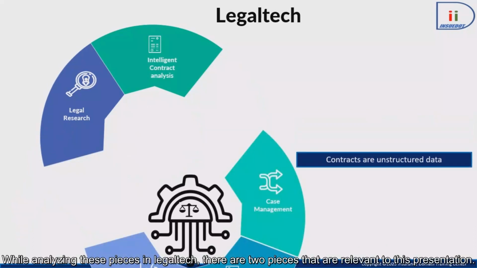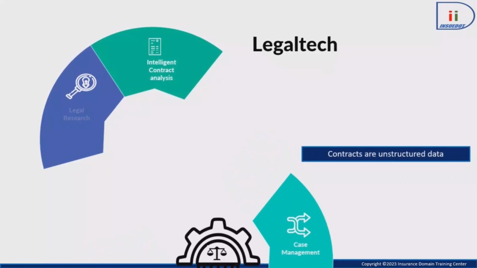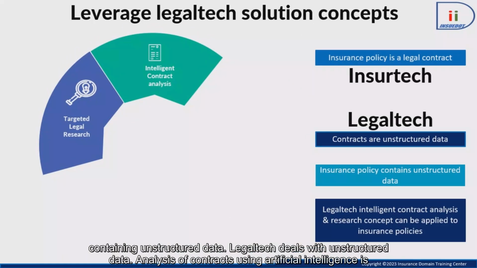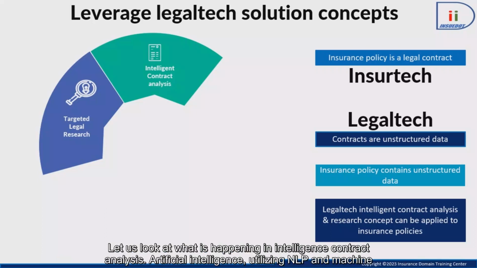While analyzing these pieces in LegalTech, there are two pieces that are relevant to this presentation. One is intelligent contract analysis, and another is legal research. Let us learn more about this. As a summary of what we have learned so far, insurance is a legal contract containing unstructured data. LegalTech deals with unstructured data. Analysis of contracts using artificial intelligence is most closely related to Insurtech, as insurance policies are nothing but contracts in legal form. Let us look at what is happening in intelligent contract analysis.